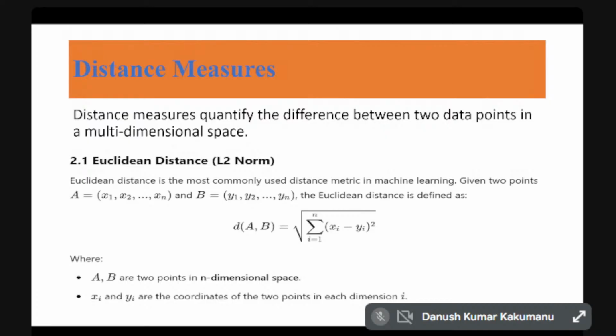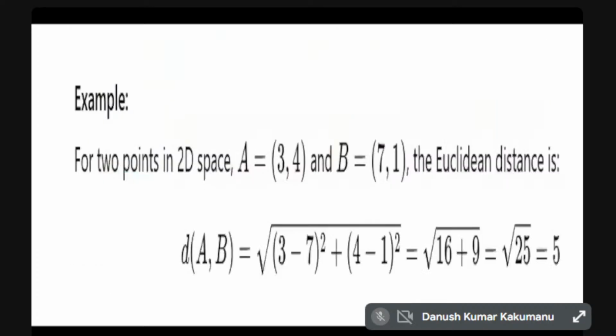Here, with 2 points, say A has x1, x2 and B has y1, y2, the formula will be the square root of the summation of (x1 minus y1) whole square plus (x2 minus y2) whole square. If 3 points are there, plus (x3 minus y3) whole square, you know that. So now, example 1.